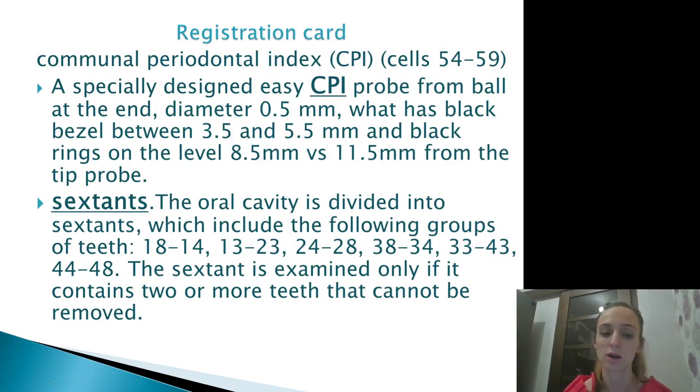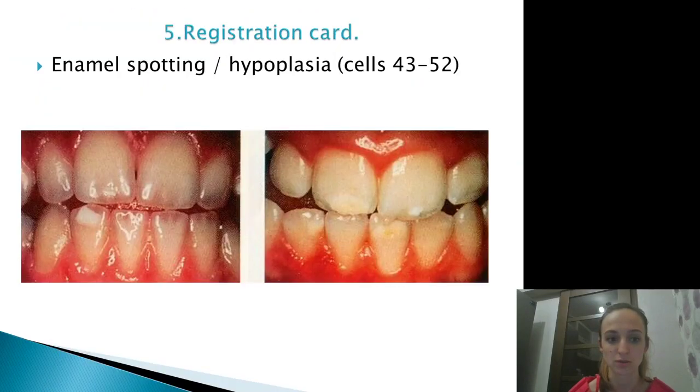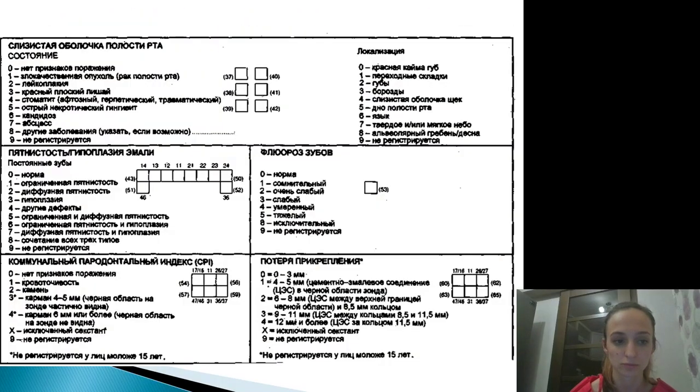Registration card, community periodontal index. Cells for this index 54, 59. Please look. It is the community periodontal index. Here you write information about this index.